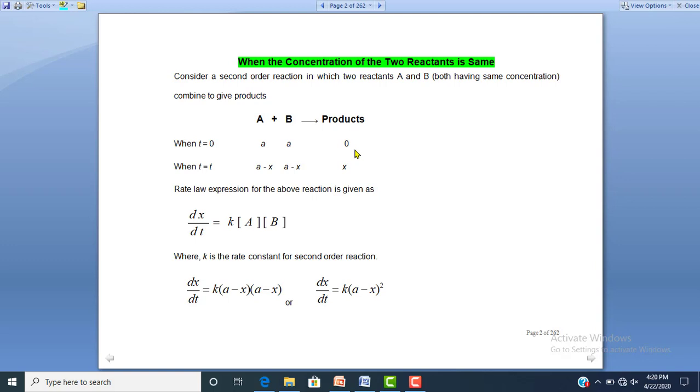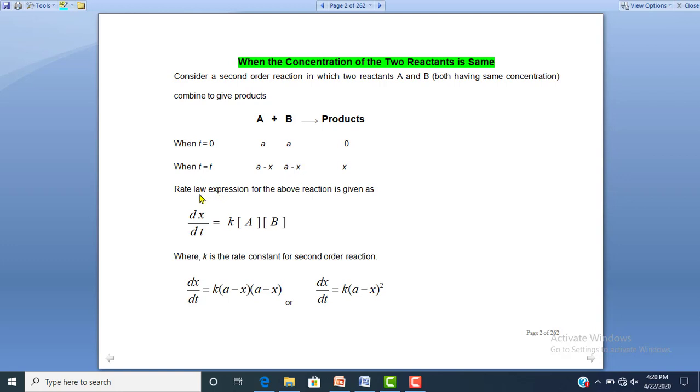But when the reaction proceeds, after some time t seconds, what will happen? Definitely there will be some amount of the product. Let this product concentration be x. And the remaining amount of A after time t seconds will be a minus x. And the concentration of B at time t will also be a minus x.